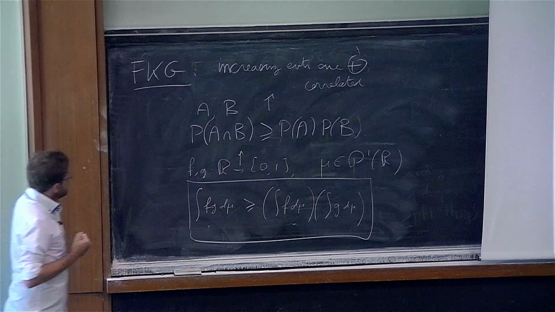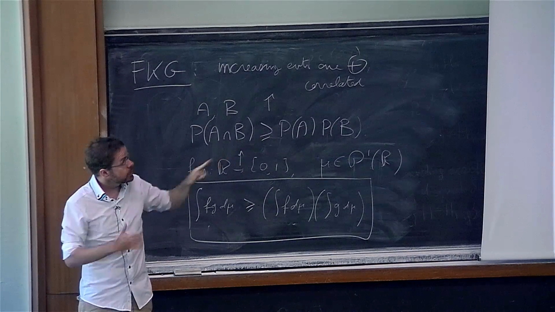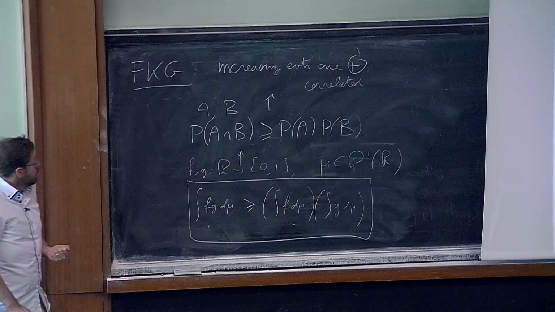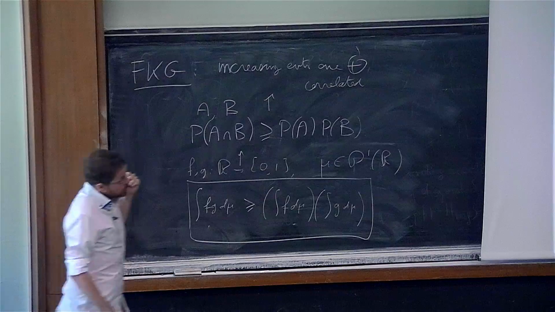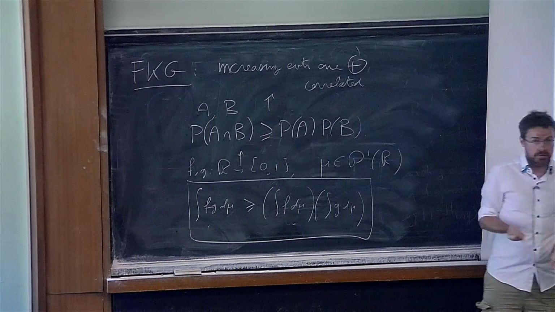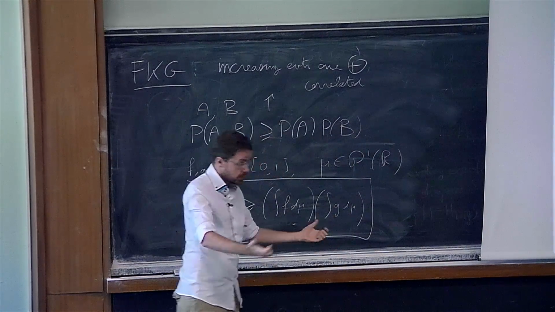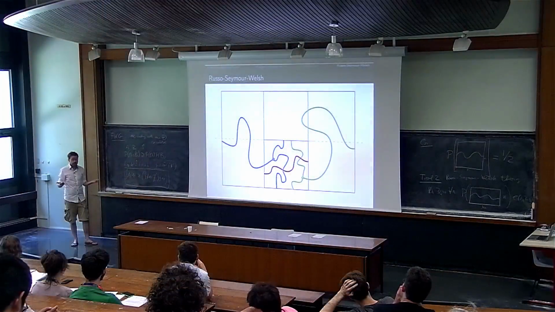Okay, so FKG is essential if you want to obtain something like crossing probabilities. And so we want to have something like that for our Gaussian fields, because if we do, then it will tell us something about the large-scale behavior of the nodal domains.